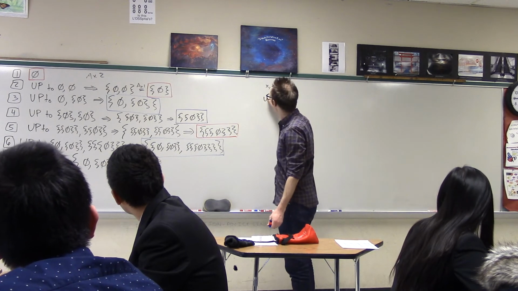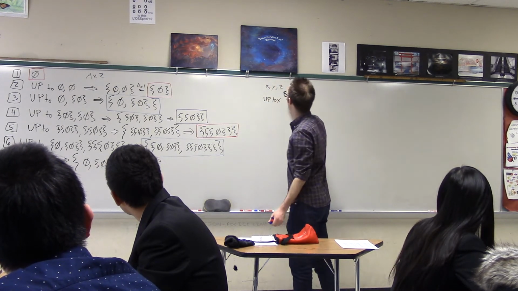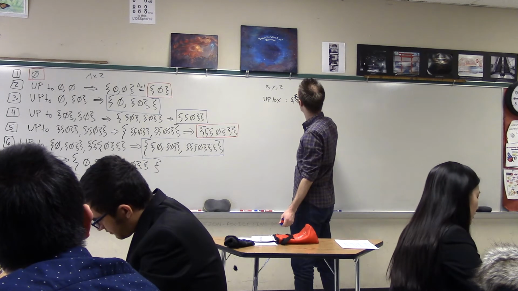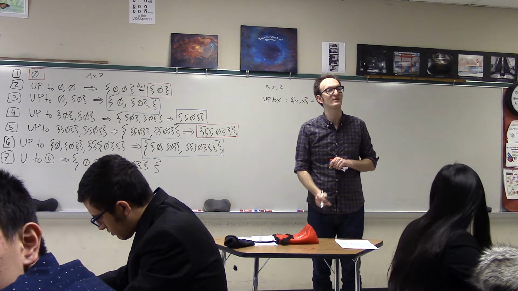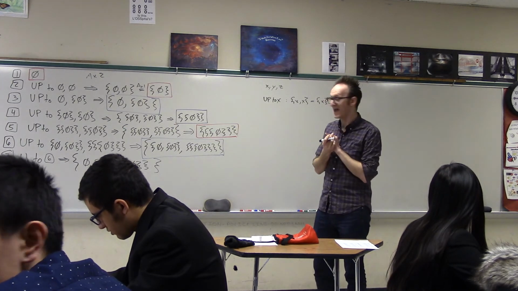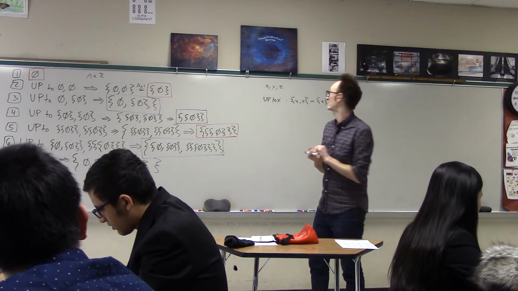Yeah, you apply unordered pair to x, and you get the set containing x, x, and then that's just the set containing x. So we've seen that already. How do I get the set containing x, y, and z? It's kind of tricky, right?